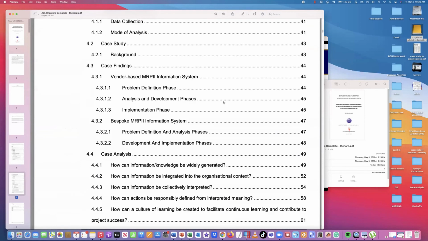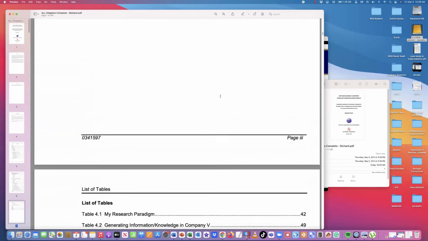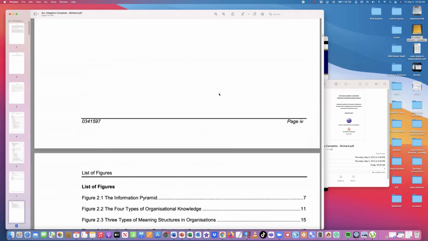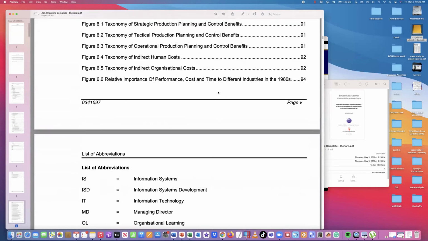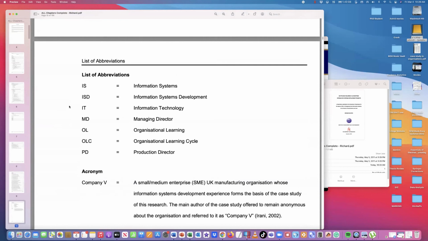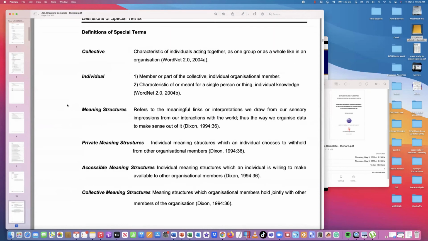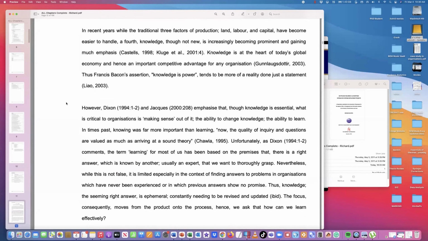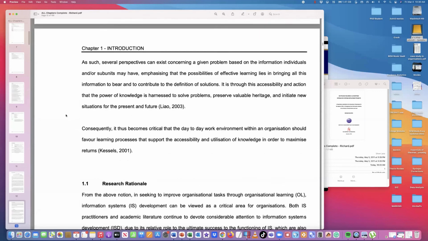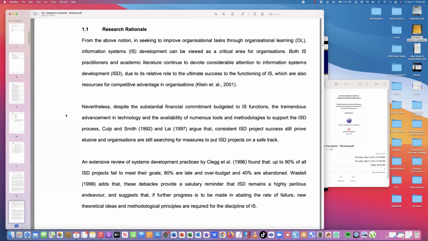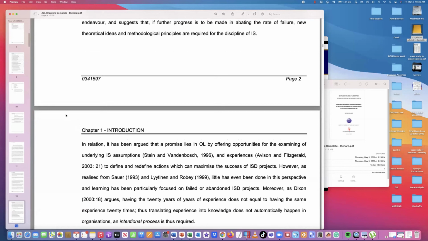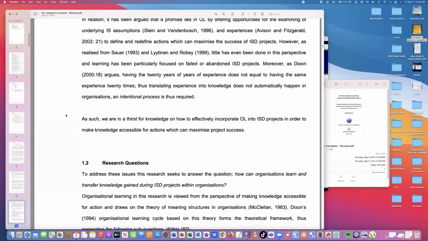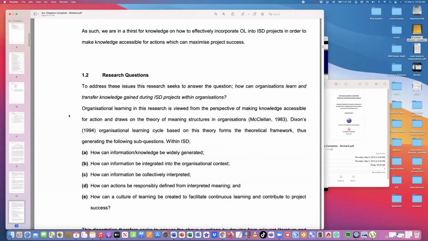Manchester has a different way that you do our work. So let's look at this. Okay, I'm taking some time. So introduction. After introducing, look at research rationale and research questions. Okay, listen to it.